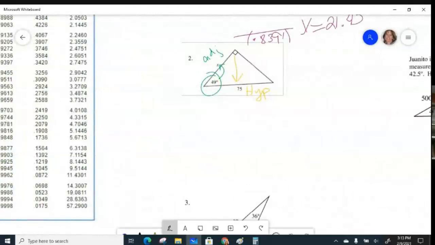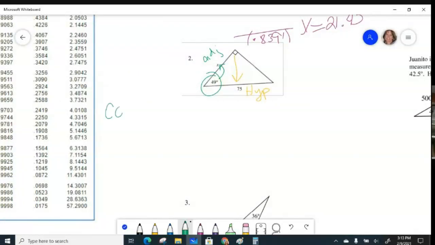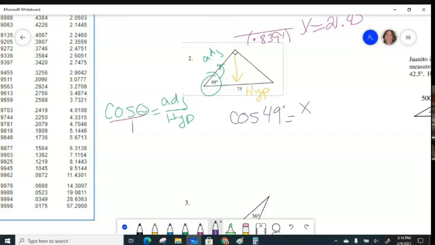And of course, our ratio value: cosine of theta is going to be adjacent over hypotenuse. When we set it up, we're going to cross multiply and solve it. So cosine of 49 degrees is going to equal the adjacent side, which in this case is x, over our hypotenuse, which is 75. And cosine 49 is going to be over 1. So again, cross multiply.